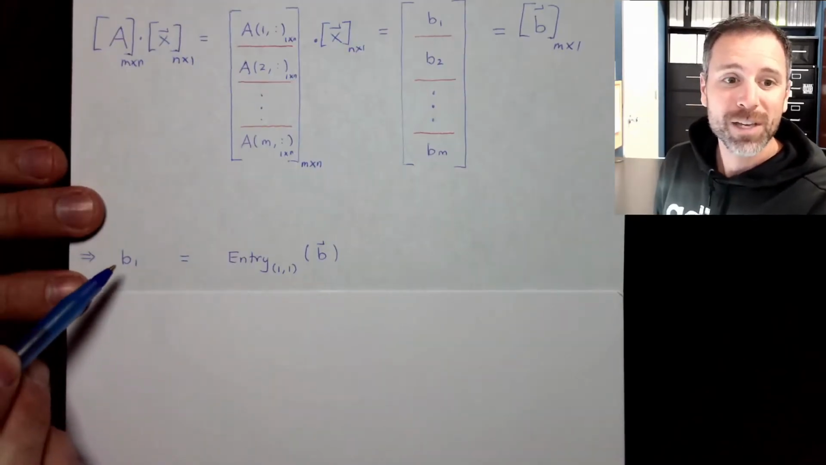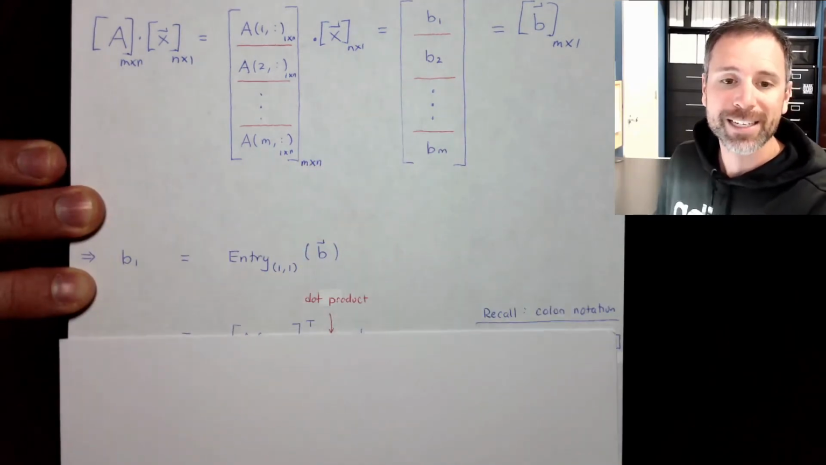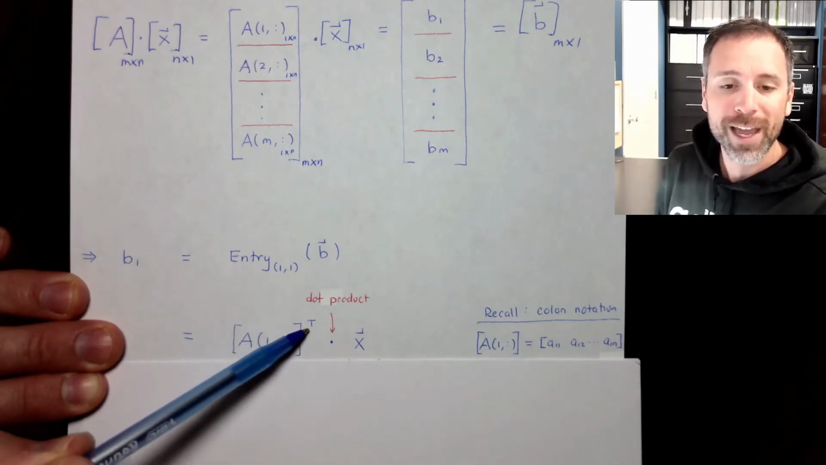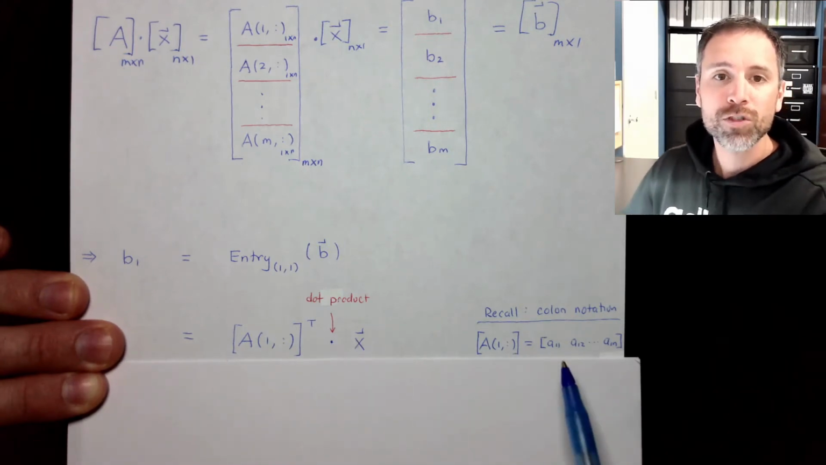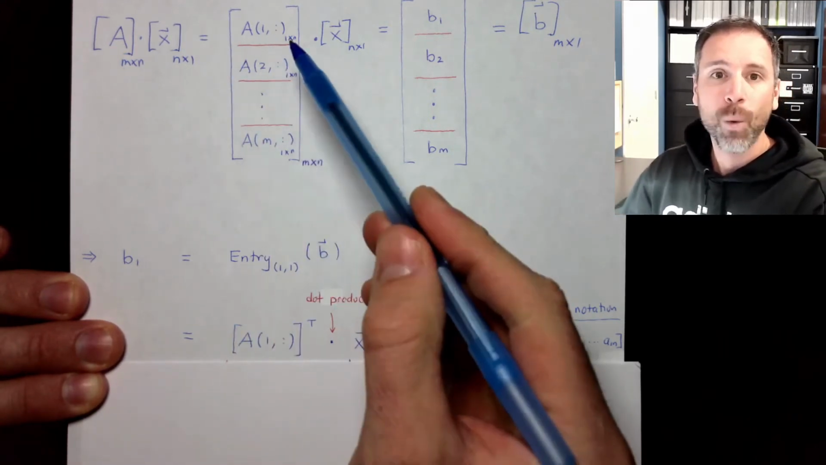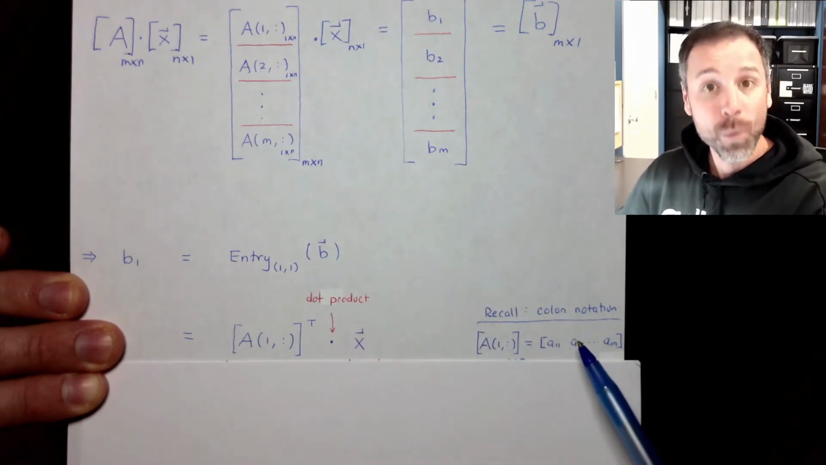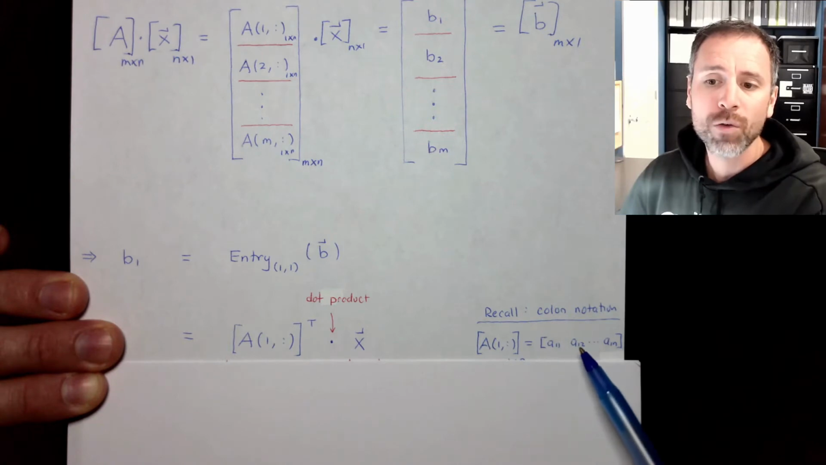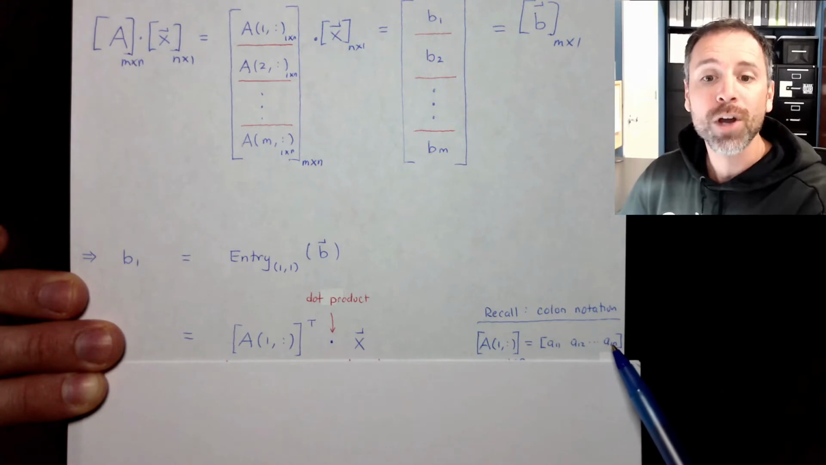Holding that in mind, here b1 is going to be the first entry of the vector b, which is going to be A times x. We just saw in the definition we're exploring that that's going to be the first row of A transpose dot product with the vector x. Remember that the first row of A is going to be a 1 by n vector, given by a11, a12, a13, all the way to the last column, which is going to be a1n, meaning that all of the row indices in that row are going to be identical, and what we're going to be doing is shifting over the column indices.